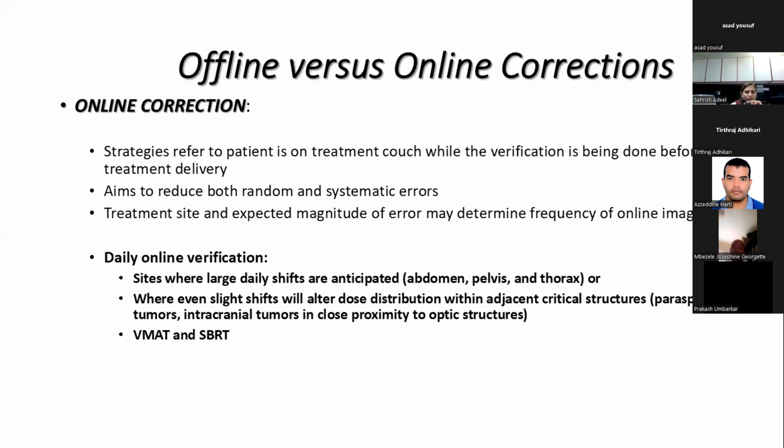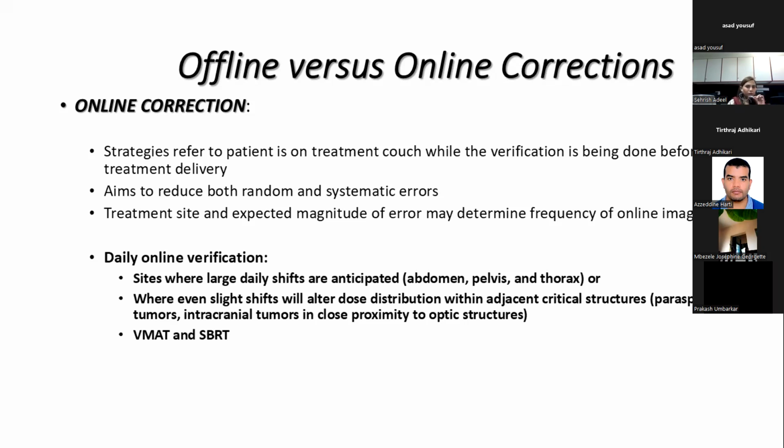I would like to give a little insight into what the online corrections are. These are the strategies where the patient is on the treatment couch while the verification is being done before the treatment delivery. The aim is to reduce both the random and the systemic errors, and the treatment site and expected magnitude of error may determine the frequency of the online imaging.